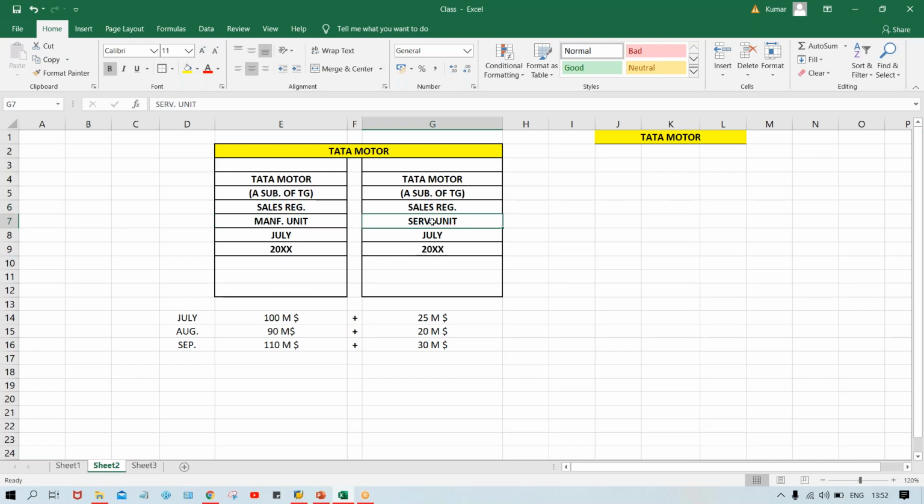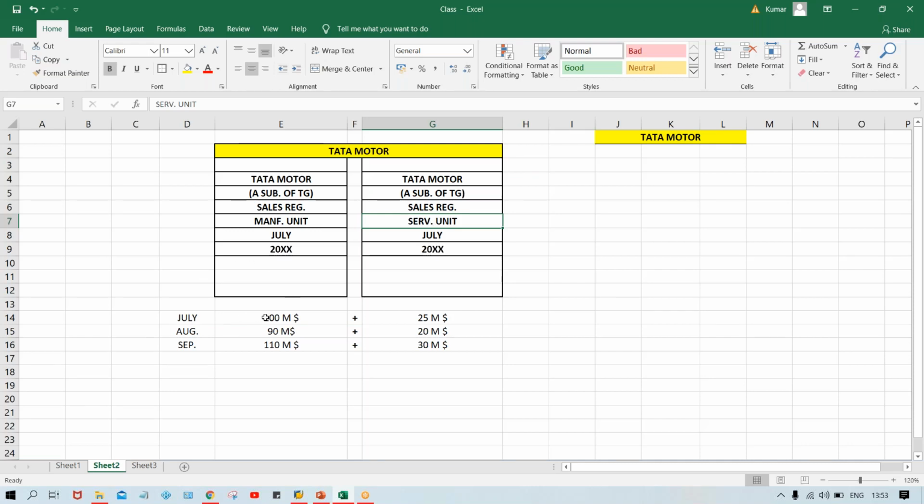If two different registers are there, then only it is possible, guys, or else it is going to be very difficult to count transaction by transaction, to identify which transactions belong to the manufacturing unit and which belong to the service unit. That is very difficult. So that is why they are going to maintain two different registers.